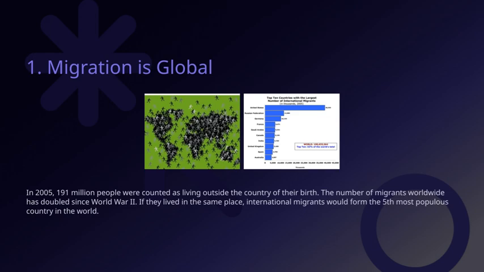If we imagine all these migrants living in one place, they would make up the fifth most populous country in the world. This really puts into perspective how widespread and impactful migration is on a global scale. It ties into the overall theme of this presentation, showing how migration shapes societies, economies, and cultures worldwide.